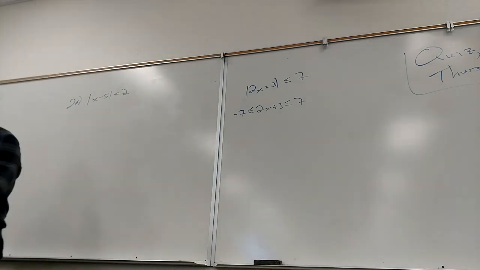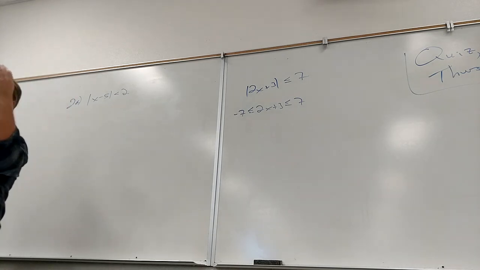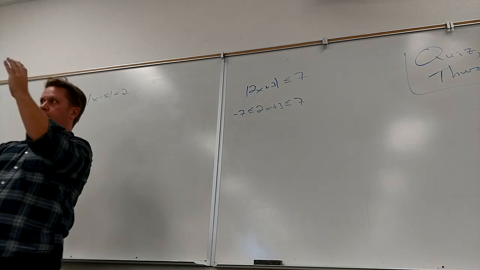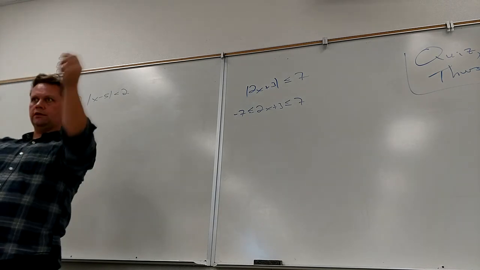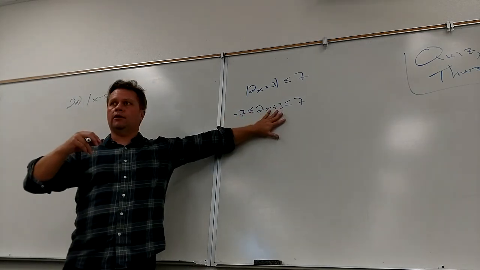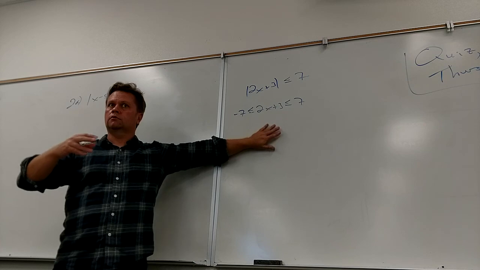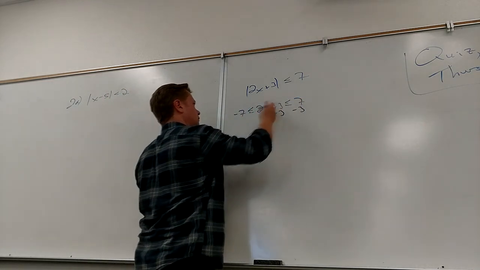So if I have a less than, that is a stay close to me. You see, the minute I do that stay close to me, I get the sandwich idea. It's got a floor and a ceiling. And then solving this isn't too bad, right? How do you solve this? Subtract 3. Yeah, subtract 3 from all sides.